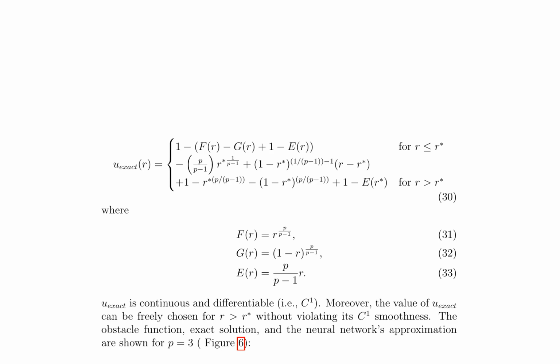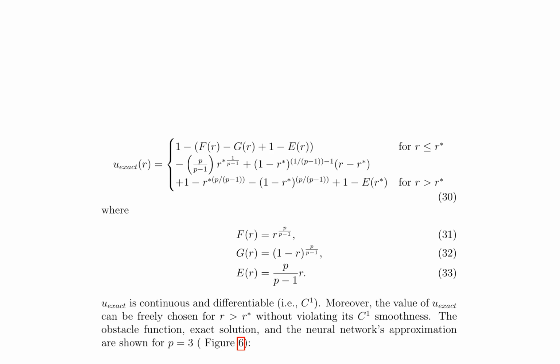The exact solution, denoted by U exact, is defined as a piecewise function of r, with different expressions for r less than or equal to r_* and r greater than r_*. For r less than or equal to r_*, U exact is defined as 1 minus the difference between f of r and g of r, plus 1 minus e of r. For r greater than r_*, U exact is a combination of terms involving r and p, ensuring C1 smoothness.